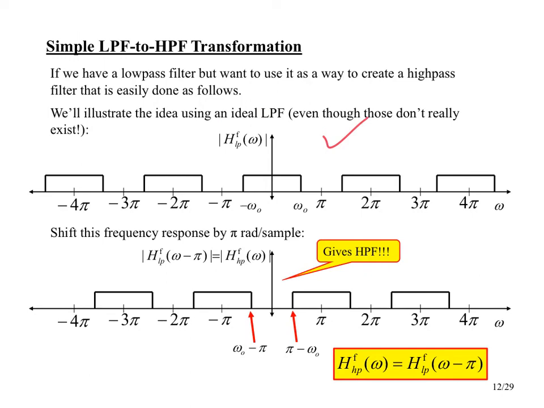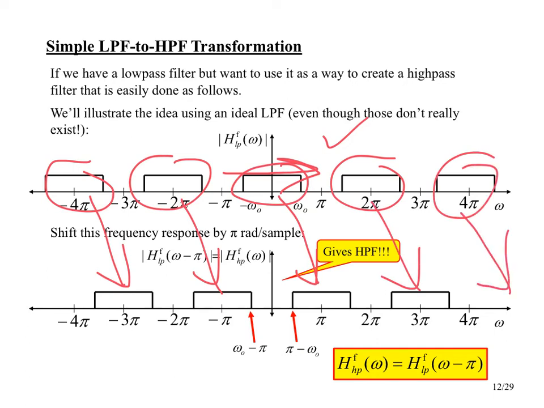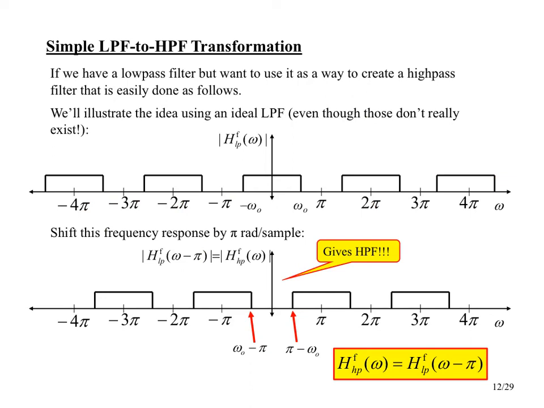And remember, it's periodic. So we could shift this whole thing to the right and move this over to here, this gets moved over to here, this gets moved to there, even though I'm not showing it. So we've got a bunch of stuff there that just gets moved over. And so when we do that, we see that we end up with something that looks like a high-pass filter.